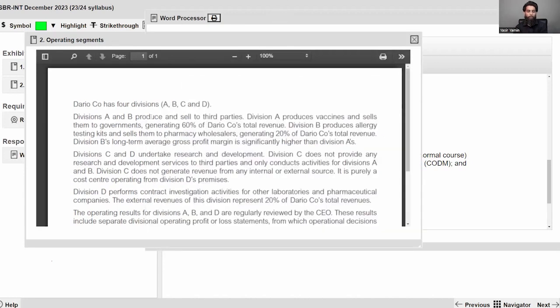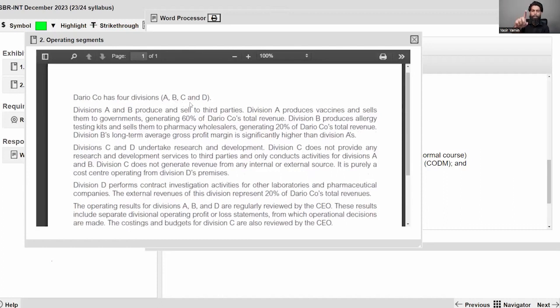Now, the examiner says the company has 4 divisions A, B, C, and D. Can anybody tell me, if there are 4 divisions in a company, how many maximum divisions can be identified as an operating segment? 1, 2, 3, or 4? You remember there was a requirement under IFRS 8 not to define operating segments more than 2. Do you remember that? How many of you remember that particular requirement?